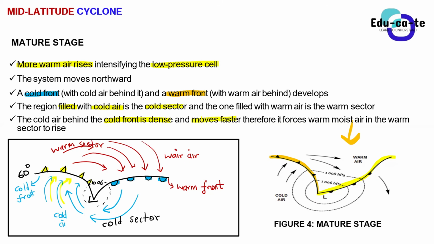So since it is moving faster, it actually forces the warm, moist air in the warm sector to rise. So basically what's happening here, remember that these blue arrows are showing the direction of the what? Of the cold air. So basically this cold air is moving so fast, guys. This cold air is dense and it's moving fast. So as it is moving faster, it is forcing this warm air in the warm sector to rise. Because guys, you know that warm air rises. Warm air is light, so it will be forced to rise.